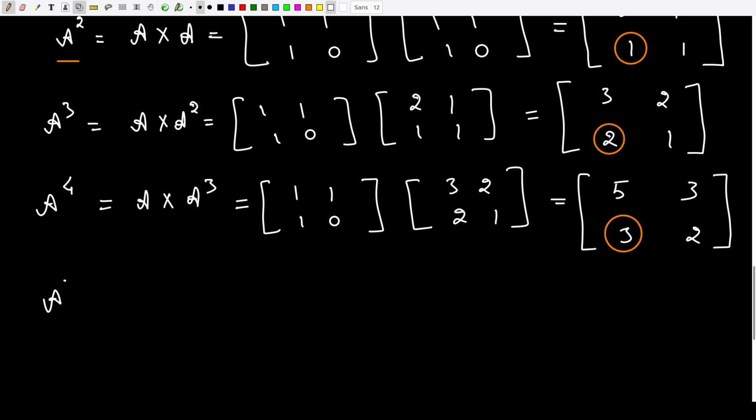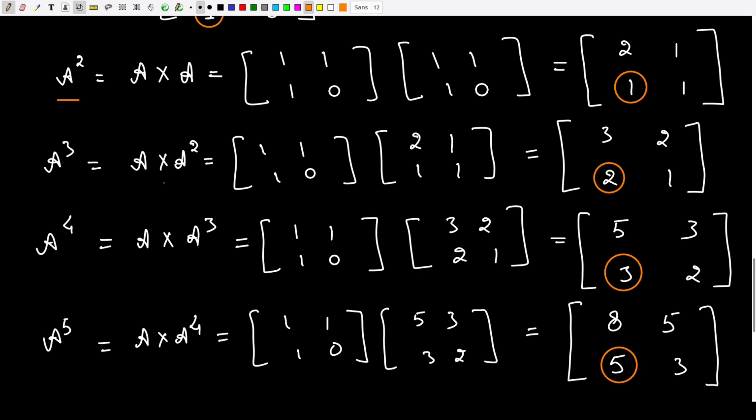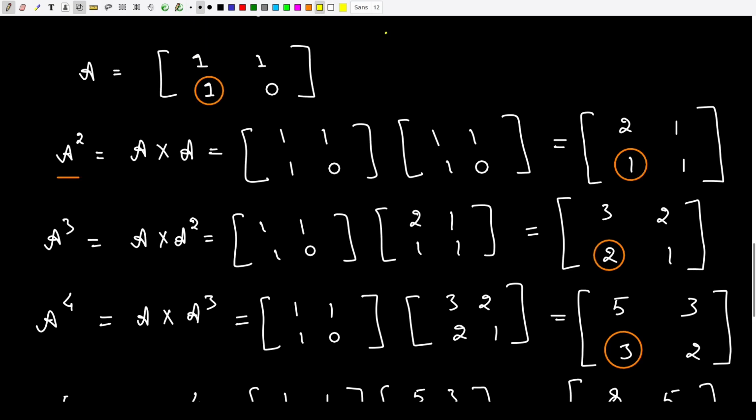Now let us compute A to the power 5 also, and A to the power 5 is equal to A into A to the power 4. Now let's perform the multiplication, and if we multiply these two matrices, the resultant matrix will look something like this. And in this, the 1 comma 0th element is this element. So far we have computed A square, A cube, A to the power 4 and A to the power 5. Now using the 1 comma 0th element, let us try to find out if there exists a pattern between these elements or not. So the first element was 1, and in A square the element which we are interested in is 1 again.